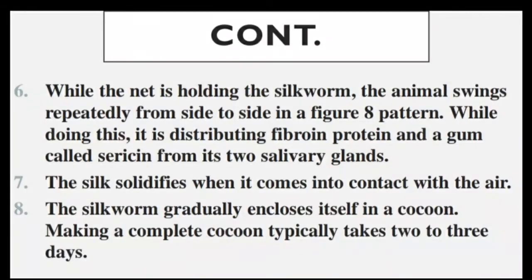Next is point 6. While the net is holding the silkworm, the animal swings repeatedly from side to side in a figure 8 pattern. While doing this, it is distributing fibroin protein and a gum called sericin protein from its two salivary glands. We have read earlier that there are these two types of protein.